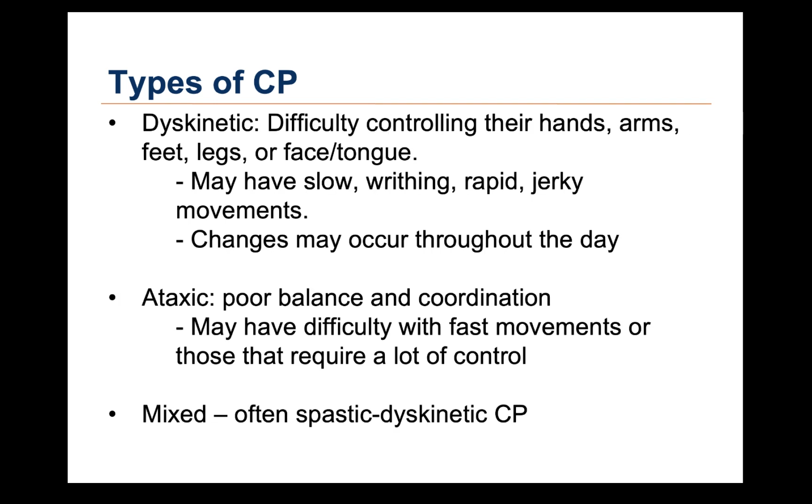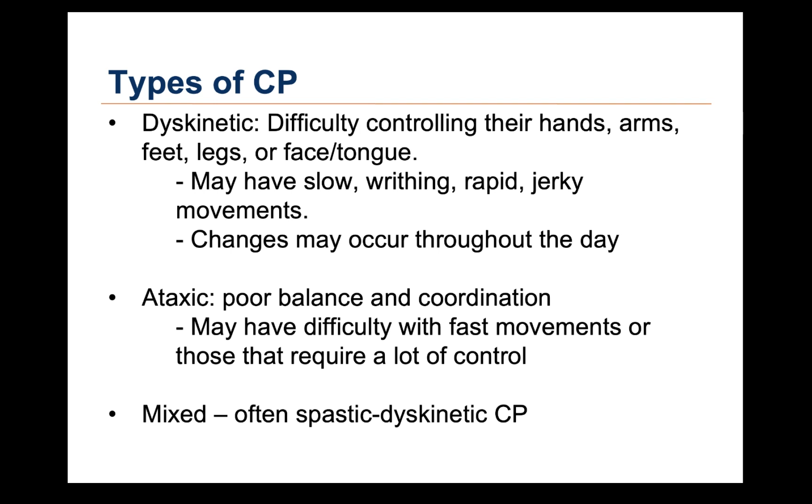Dyskinetic CP is characterized by difficulty controlling the hands, arms, feet, legs, face, or tongue. It is caused by damage to the part of the brain called the basal ganglia. This part of the brain is also affected in Parkinson's disease. People with dyskinetic CP may have slow, writhing, rapid, or jerky movements. The degree of spasticity and control may fluctuate a lot throughout the day.